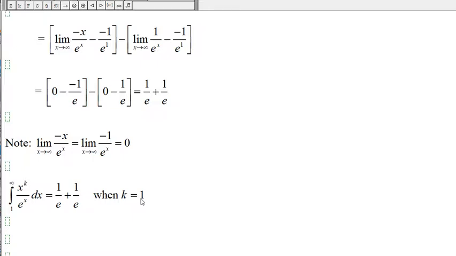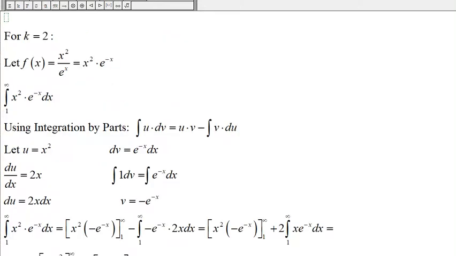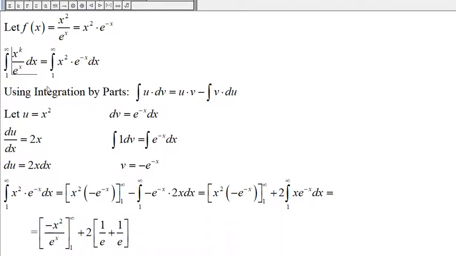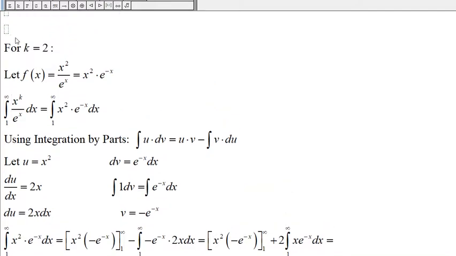And now let's look at the case for when k is 2. So when k is 2, the integrand becomes x squared divided by e to the x, or x squared times e to the negative x. And again, we use integration by parts. We'll let u be x squared, and let dv be e to the negative x times dx.